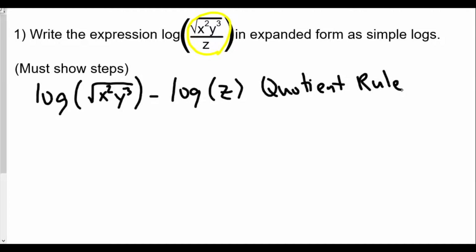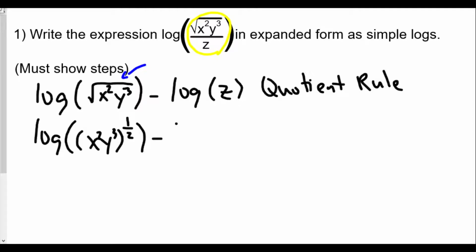Now, the other thing to keep in mind is that whenever we see radicals, especially square roots, we can rewrite these square roots in terms of a rational exponent, like a fractional exponent here. So this will now become the log of x squared y cubed all to the 1/2 power, and of course, minus log of z.